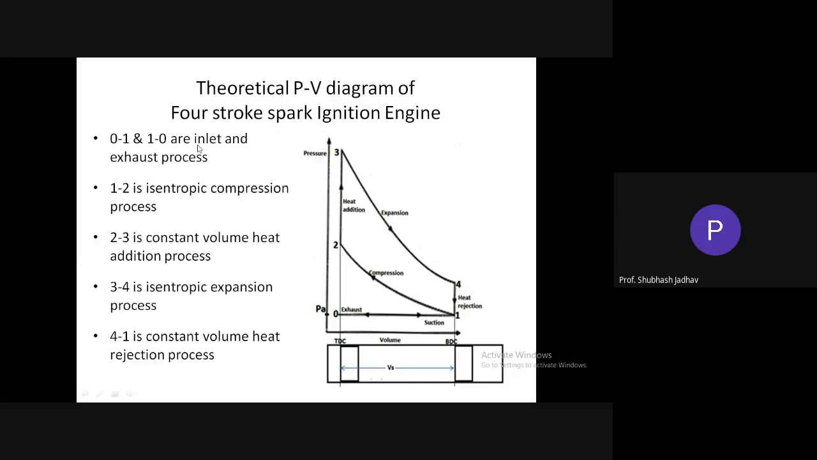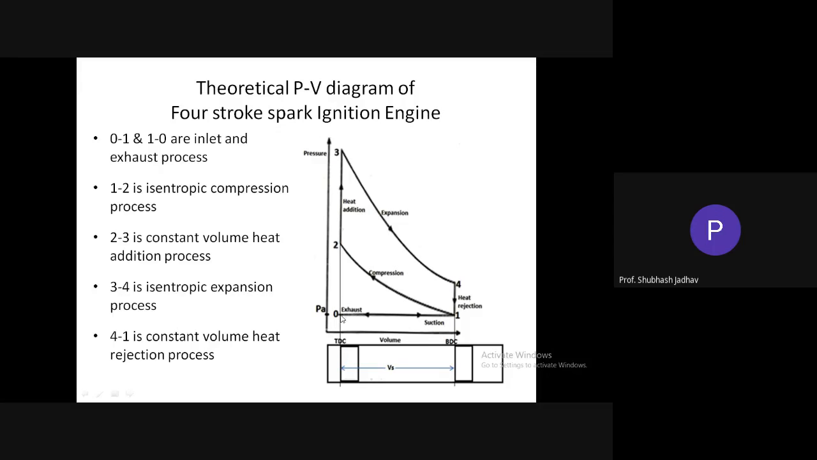So 0 to 1 is the inlet process, and during inlet the piston is moving from TDC to BDC. Initially considering that the piston is at TDC, this particular line we are putting on the volume axis. This is the top dead center line, corresponding to the upper part of the combustion chamber. Here this much is the volume, so this much is your clearance volume. And the volumes start from TDC.